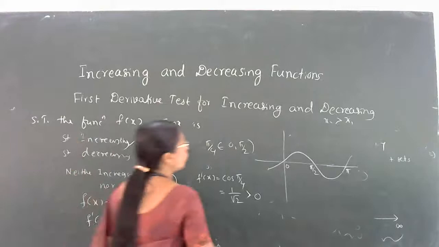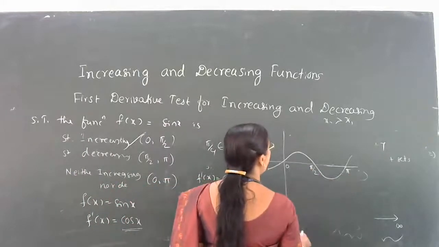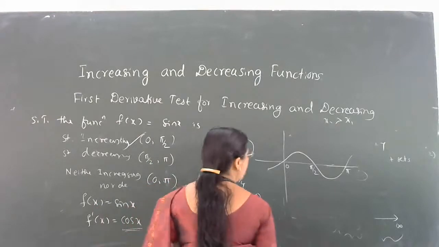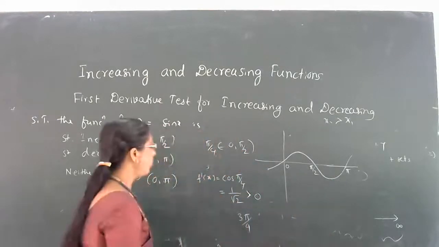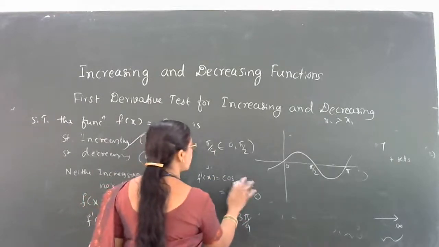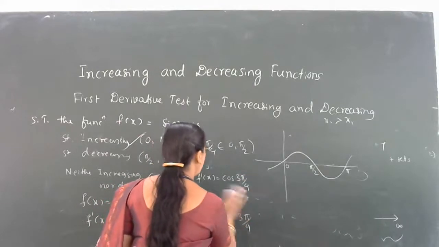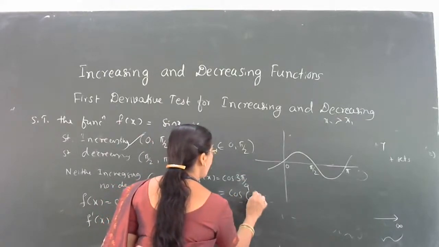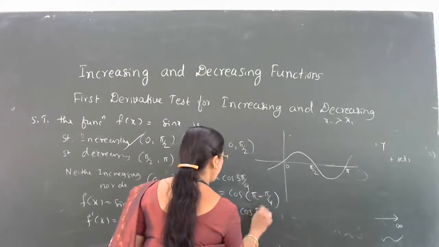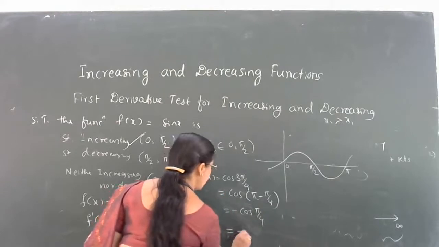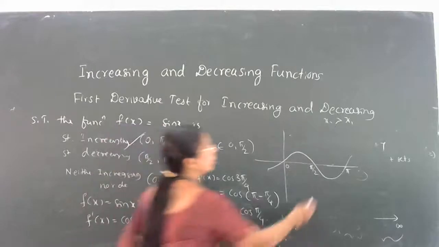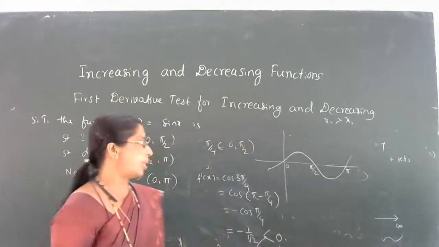On pi by 2 to pi, we take 3 pi by 4, which is between pi by 2 and pi. Here f dash x is equal to cos 3 pi by 4, which is cos of pi minus pi by 4. It's equal to minus cos pi by 4, which is equal to minus 1 by root 2. It's negative, less than 0. Therefore, the function is decreasing.